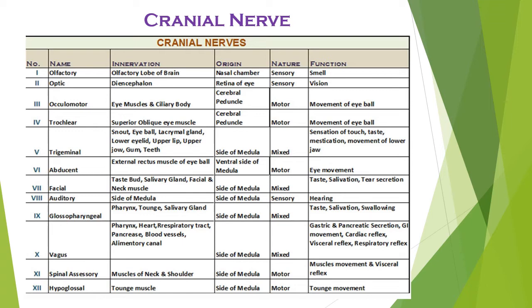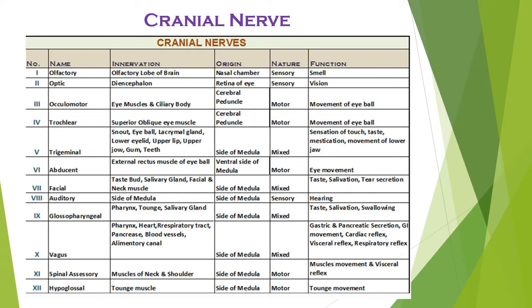Now facial nerves, can you see the cranial nerve number 7, taste bud, salivary gland, facial, neck muscle, and their nature is mixed. What does this mean? They will bring the impulse towards the brain and supply information to the same organ again, right? Remember, their number is more important. They are 12 pairs. If you write only 12, then you will not get the marks, right?